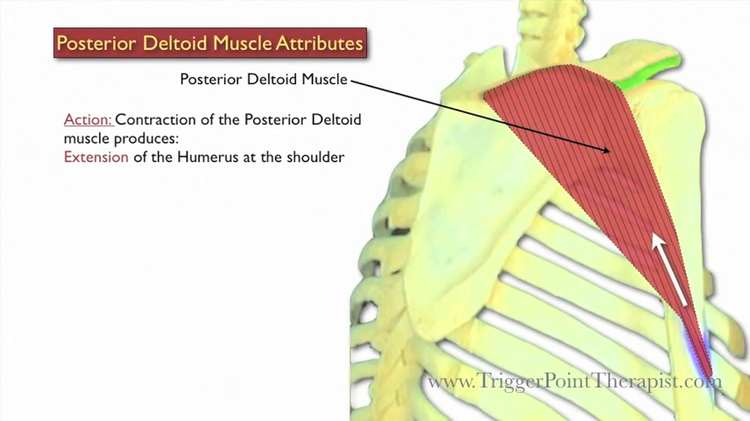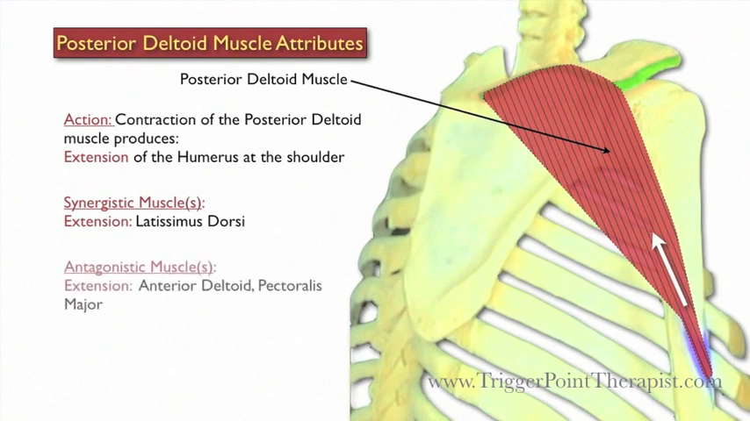Contraction of the posterior deltoid produces extension of the humerus at the shoulder. The synergistic muscle for the posterior deltoid is the latissimus dorsi during extension. And the antagonistic muscles for the posterior deltoid include the anterior deltoid and the pectoralis major.